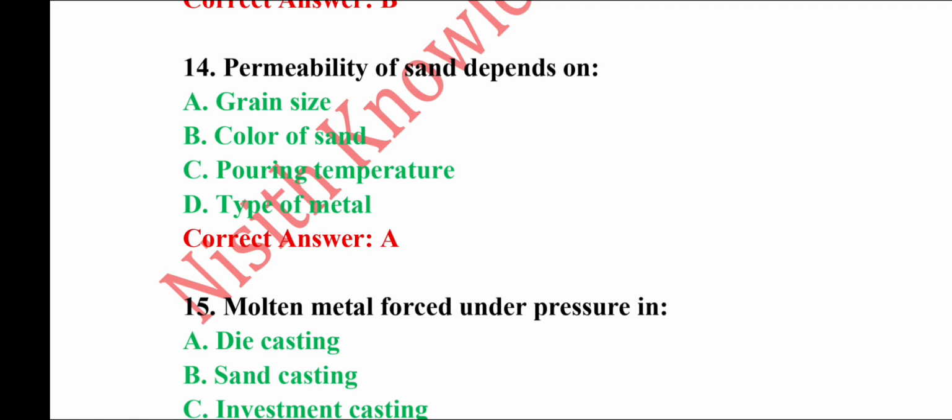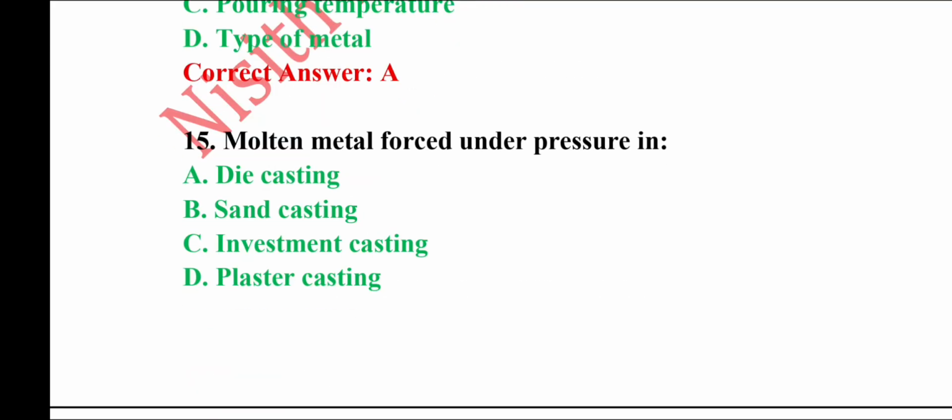Question number 14 is permeability of sand depends on. The options are grain size, color of sand, pouring temperature, type of metal. The correct answer is grain size, that is option A.